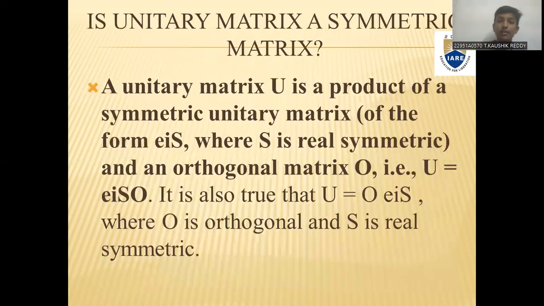So, is a unitary matrix a symmetric matrix? A unitary matrix U is a product of a symmetric matrix. A unitary matrix of the form e to the iS, where S is real symmetric, and an orthogonal matrix O. That is, U is equal to e to the iS times O. It is also true that U is equal to O times e to the iS, where O is orthogonal and S is real symmetric.